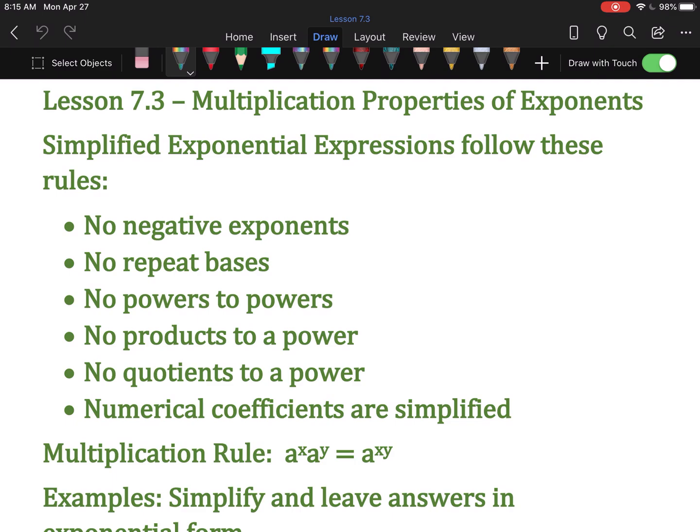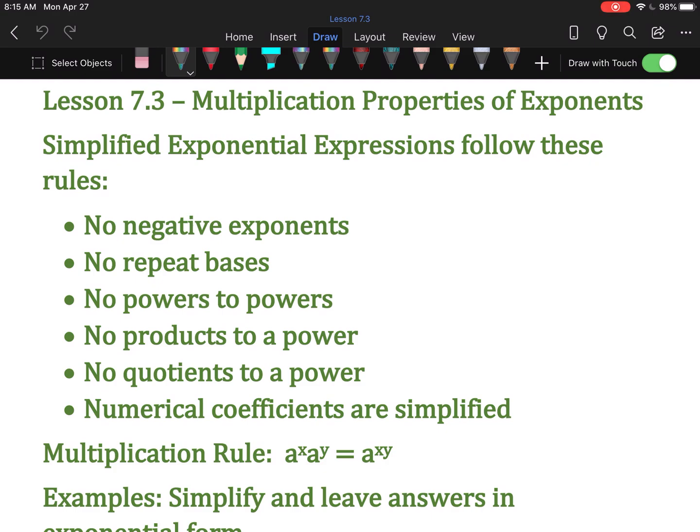Simplified exponential expressions have these properties. There are no negative exponents in your answers. There are no repeated bases in your answers, meaning you won't see like x to the 5th and x to the 7th in your answer. There will be no power to a power, no product to a power, no quotient to a power. You'll see what I mean about those as we go.